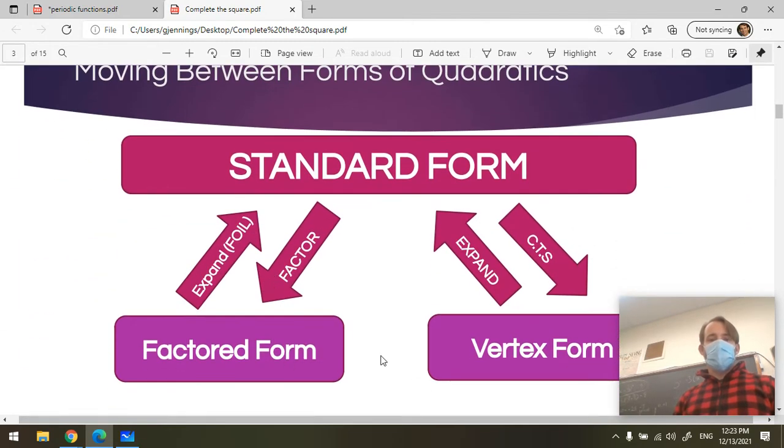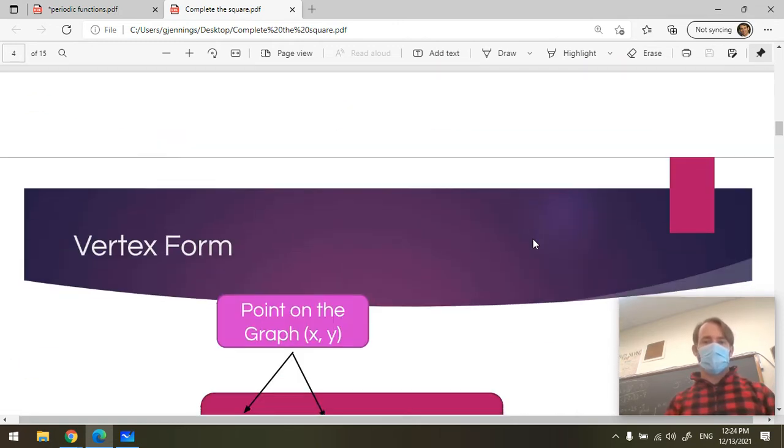So going to vertex form here, we just expand it to go back to standard form. That's what we've been practicing here. And then from standard form, we can get to factored form. I don't know any way to go between factored form and vertex form, to be honest. To me, I would always go through standard form to get from one to the other. But if we want to go from standard form to vertex form, that's the topic of today's lesson, and it is CTS. Oh, that means complete the square. So we're going to be taking a look at completing the square.